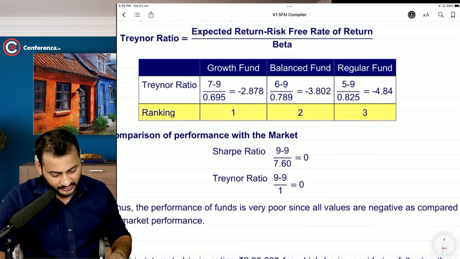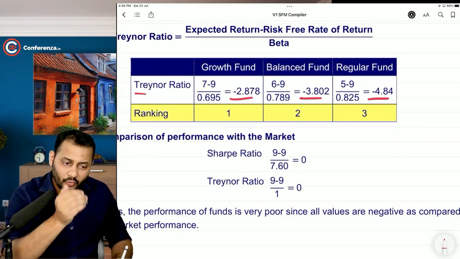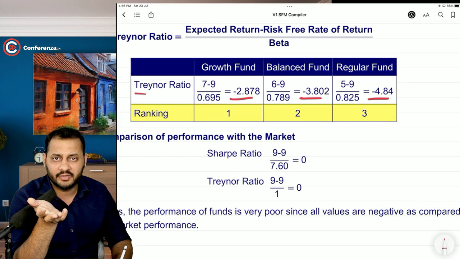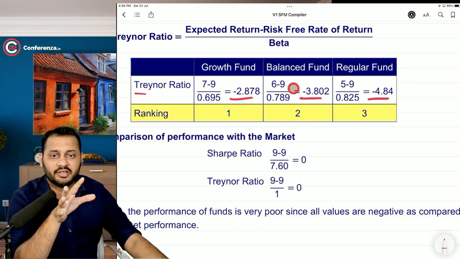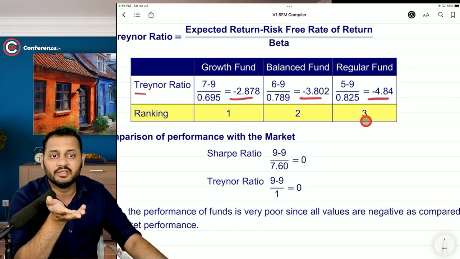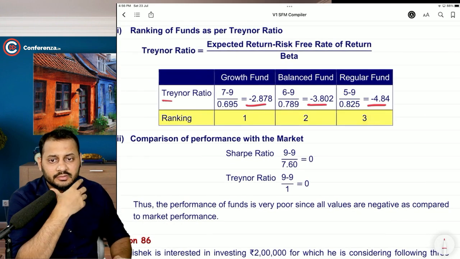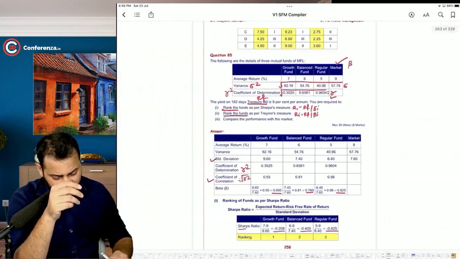Then this is going to be the Treynor's ratio. Treynor's ratios are all negative here. The lowest Treynor ratio will get the last rank, because what is the worst Treynor ratio in this? The highest negative figure will be the worst. So that's why the third ranking is given to us. Okay, that's it. Now what is the third part?